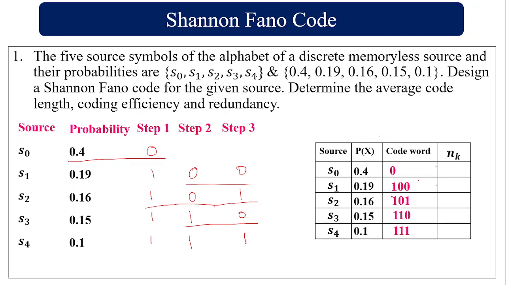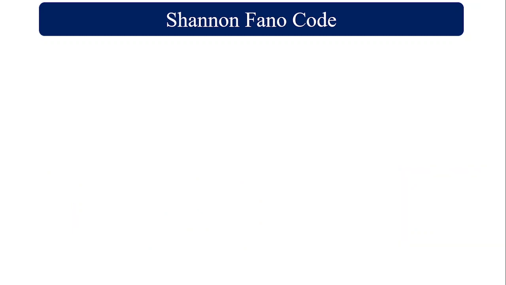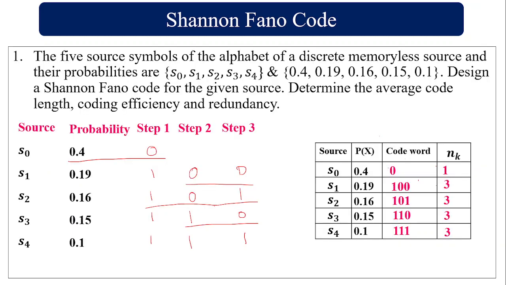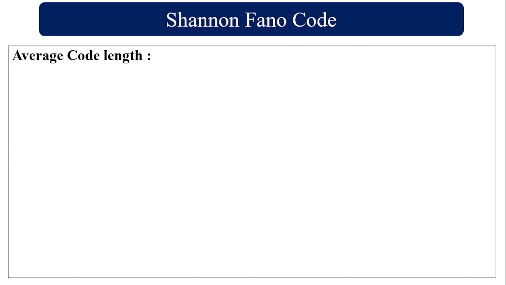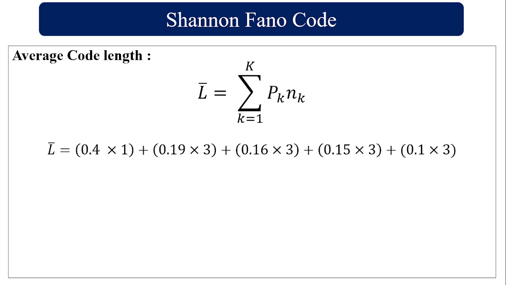Each and every code word is unique, and the one with the highest probability has the number of bits as 1, which is the minimum. So the code lengths are 1, 3, 3, 3, 3. After forming this Shannon Fano code, we'll go for the average code length. The formula is the same: summation k equal to 1 to K, pk nk, where pk is the probability and nk is the length of the code word. So it is 2.2 bits per symbol.